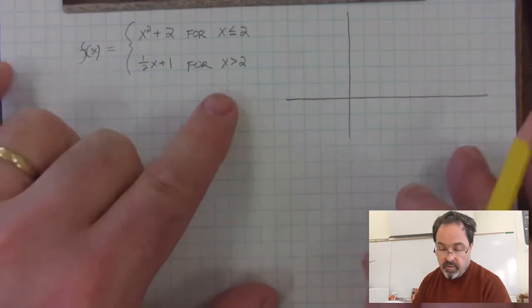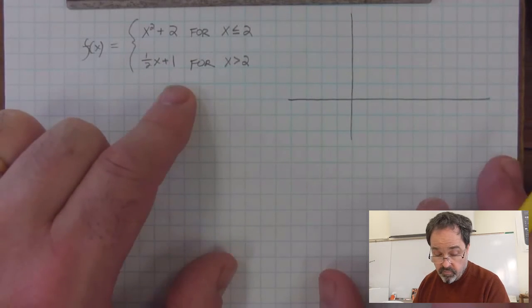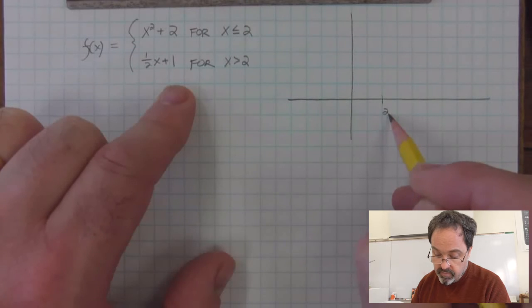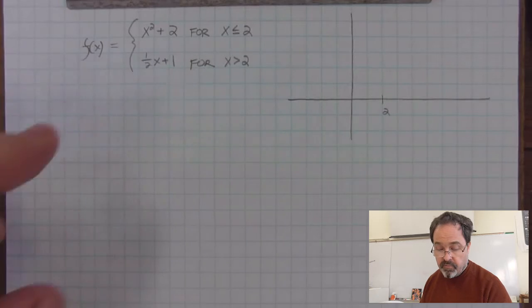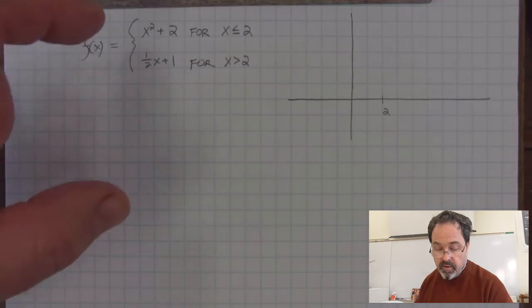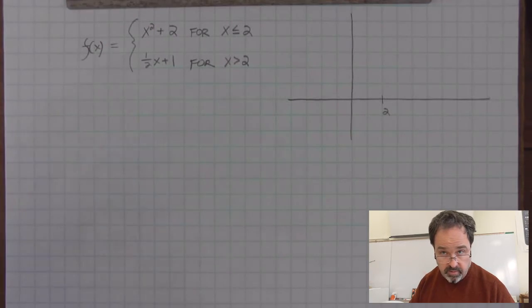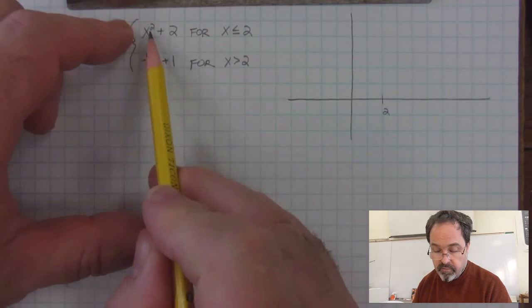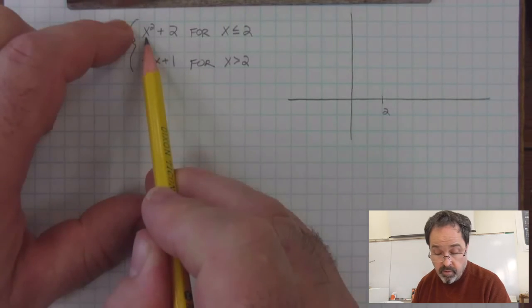I can see that 2 is a special value for x because it's where the pieces are going to change. So I'm going to highlight where 2 is on my x-axis. And my strategy for graphing piecewise functions is to first consider what the entire graph of each piece is, and then at the end clean it up so that it remains a function. So the first thing I'm going to do is think of the graph of x squared plus 2. It is the parent parabola moved up 2.